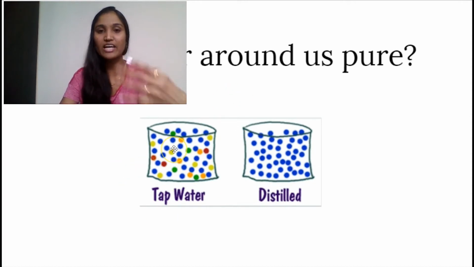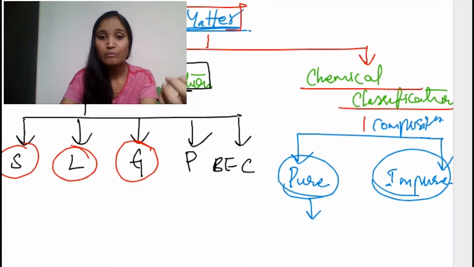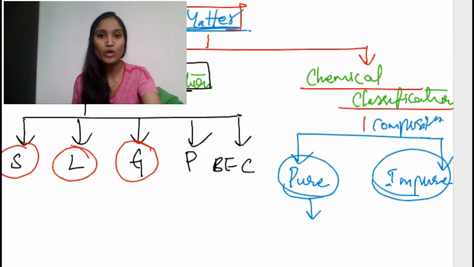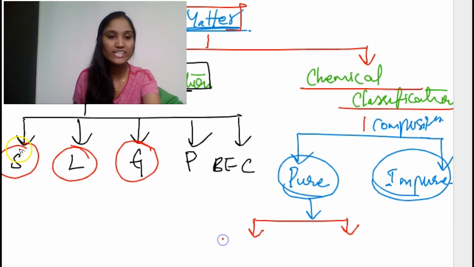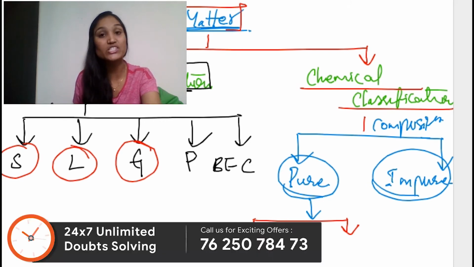What if it has different types of molecules? Then it is impure. But also remember, being impure is not being harmful always. Impure could be harmful, could be harmless also. Okay, let's move on. So pure substances are the ones which contain what? The ones which contain similar type of molecules. But there are two types of pure substances further, of which one is element.